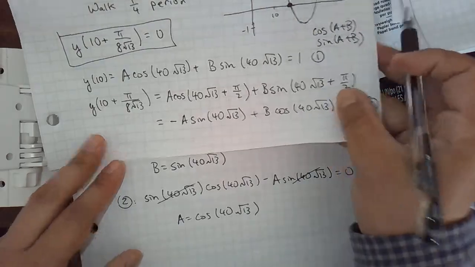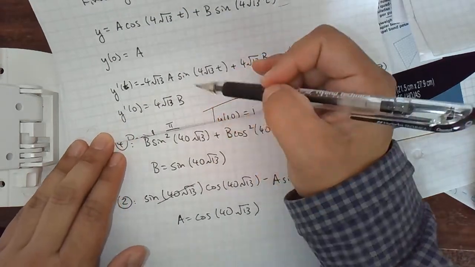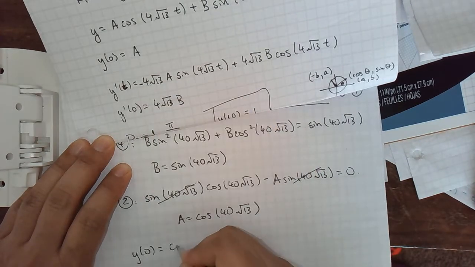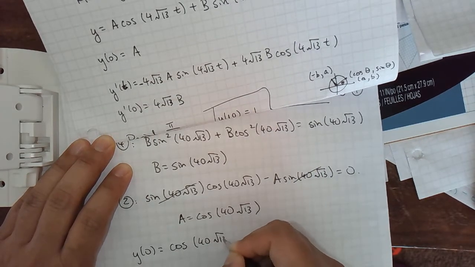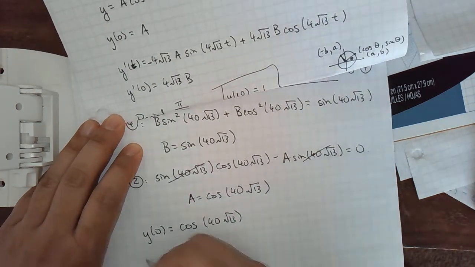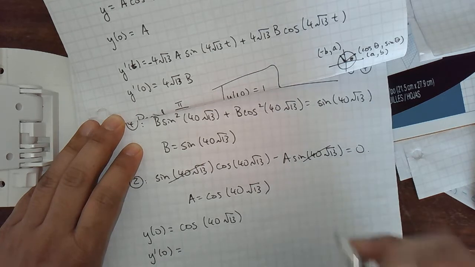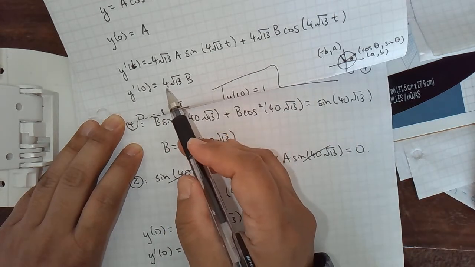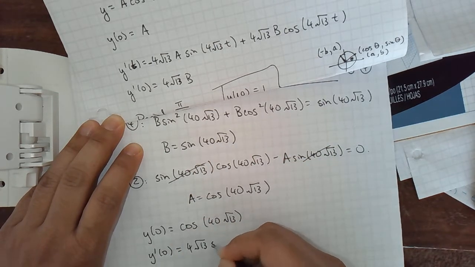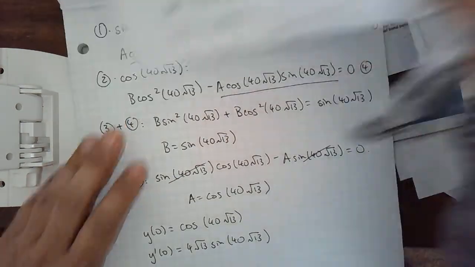Okay, now that I have those, I can go back and see what I was looking for. So I wanted y of 0 and y prime of 0. So y of 0 is a, which is cosine 40 root 13. And when you calculate these, make sure you're in radians. So either your calculator's in radian mode. Sometimes I just type it into the internet now. The internet defaults to degrees sometimes, depending on what website you're on. So be careful. And then y prime of 0 is just 4 root 13 times b. So 4 root 13 sine 40 root 13. And WebAssign wants some ugly decimal for both of those. That's how you get that.